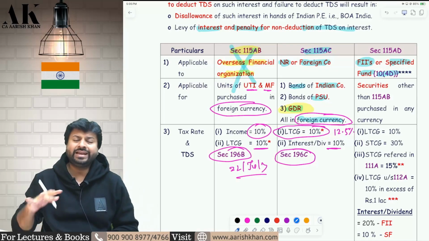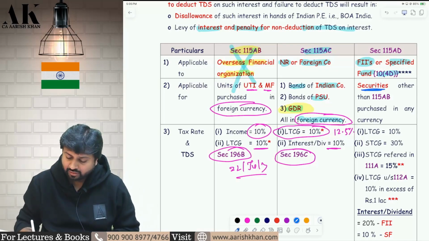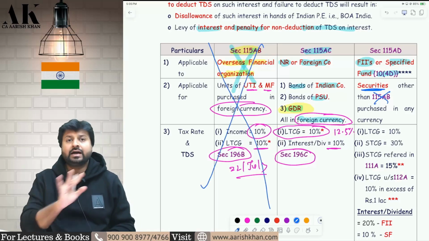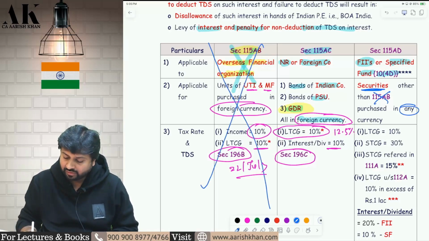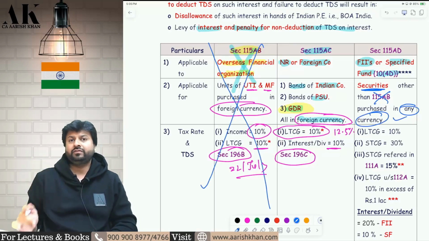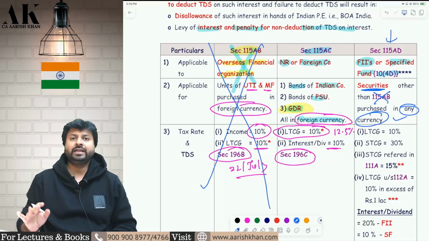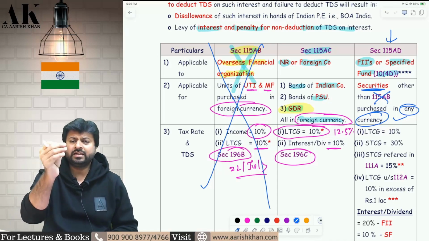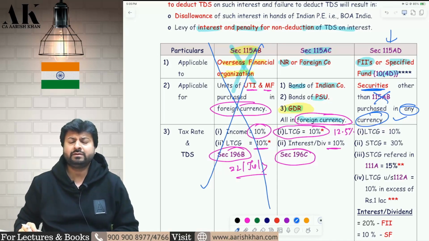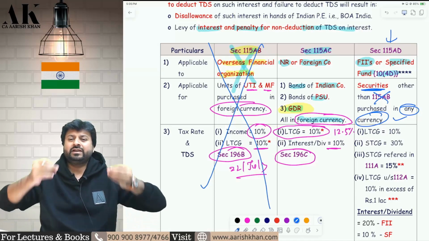First of all, what will they buy? They will buy any security other than 115AB. Other than 115AB, they will buy any security in any currency. There is no need for it to be foreign currency. To come under 115AD, you need not purchase foreign currency securities. Any kind of security other than 115AB. What is covered in 115AB? Mutual funds are covered. Except mutual funds, they will buy everything.